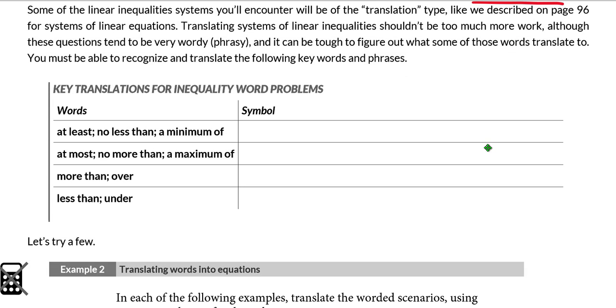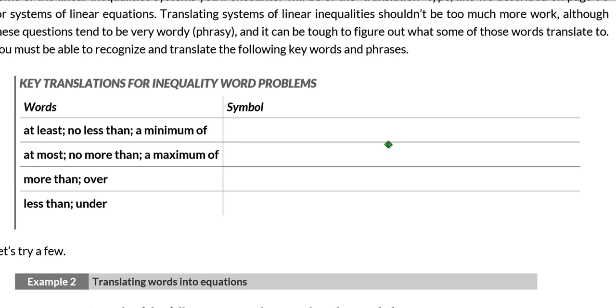Key translations for inequality word problems. We need to understand what all of these words on the left will translate to symbolically. You might want to run through these on your own, see if you can get these without my telling you. At least, no less than, a minimum of, that means greater than or equal to.